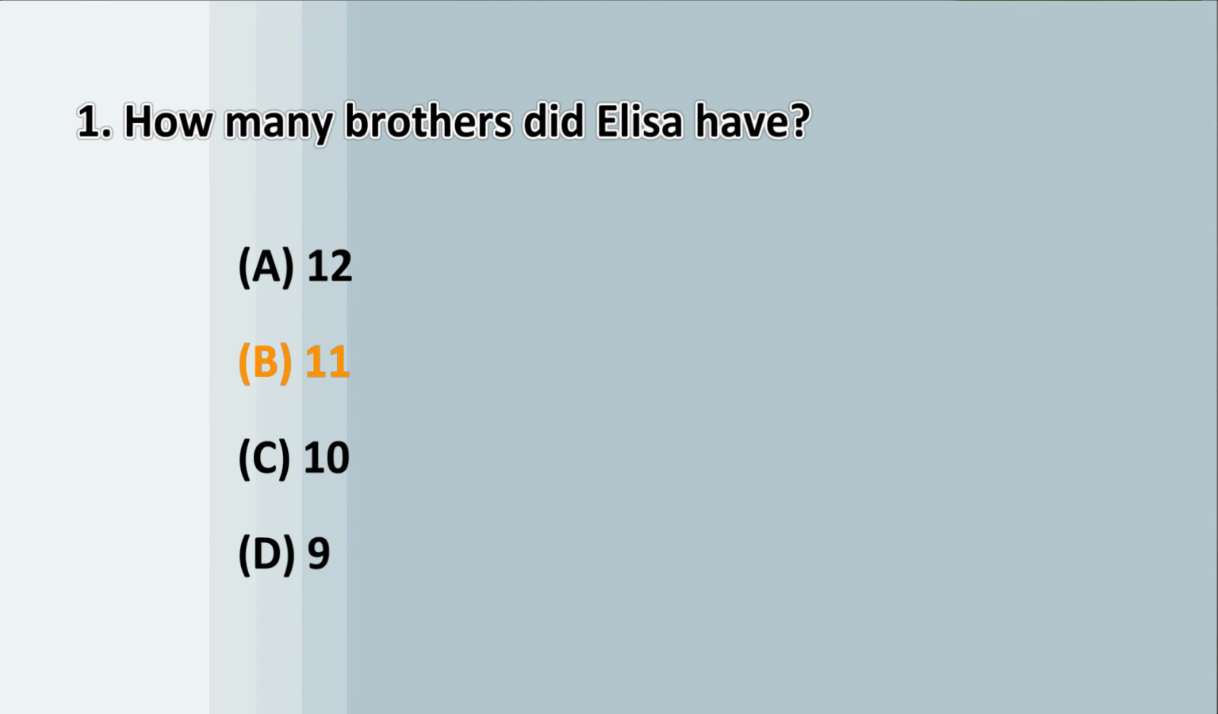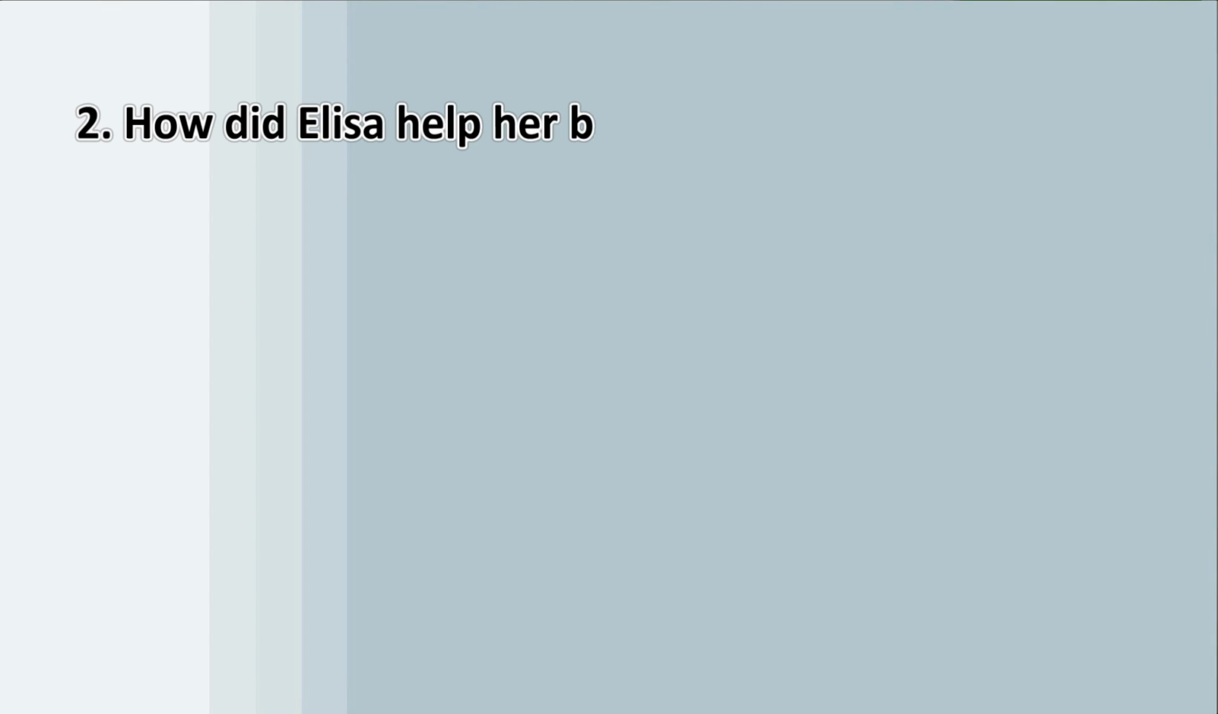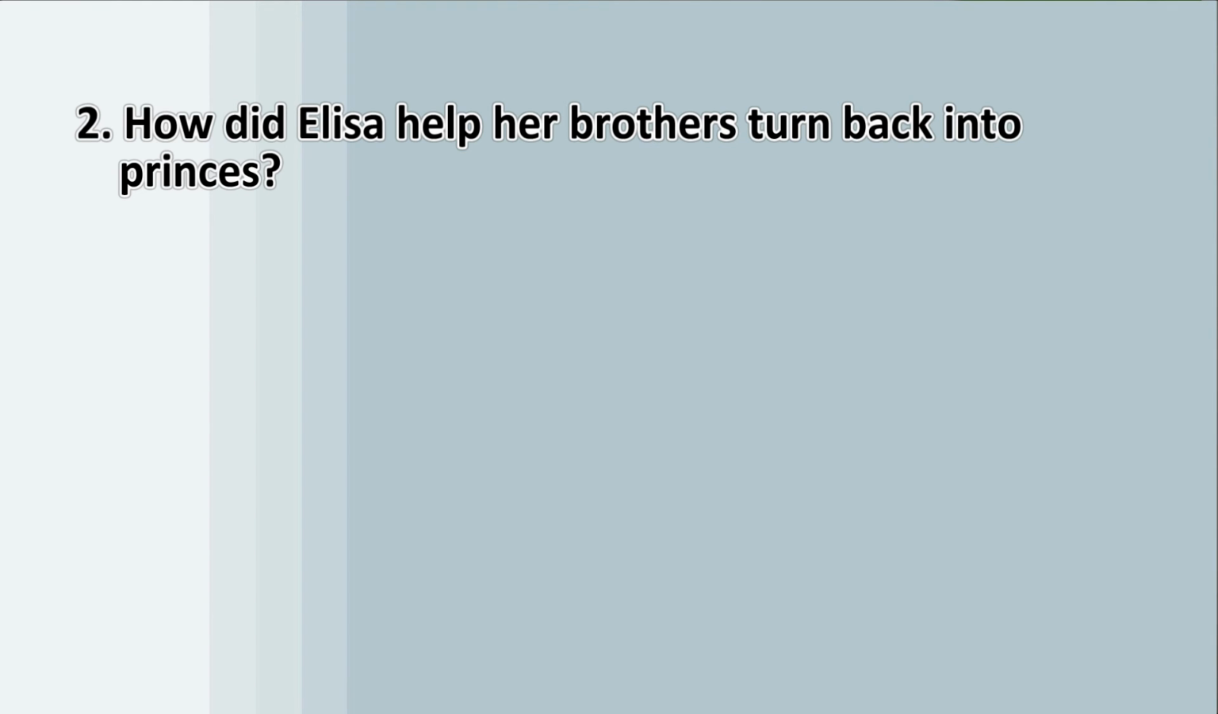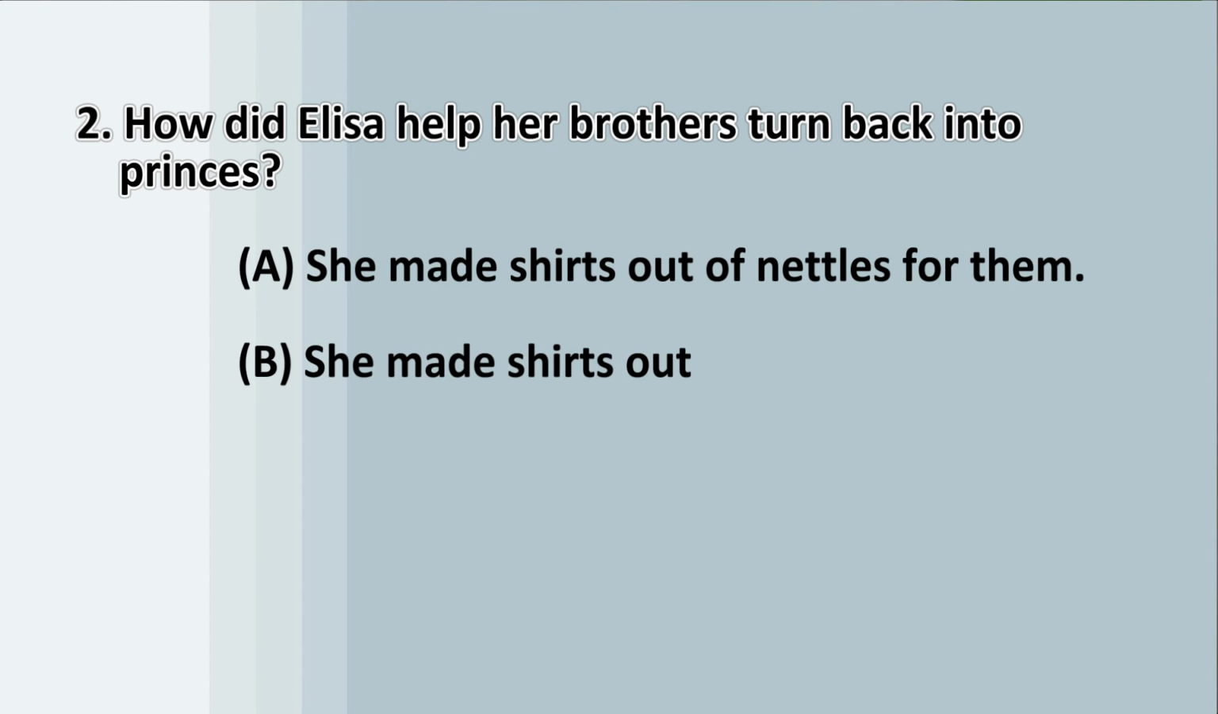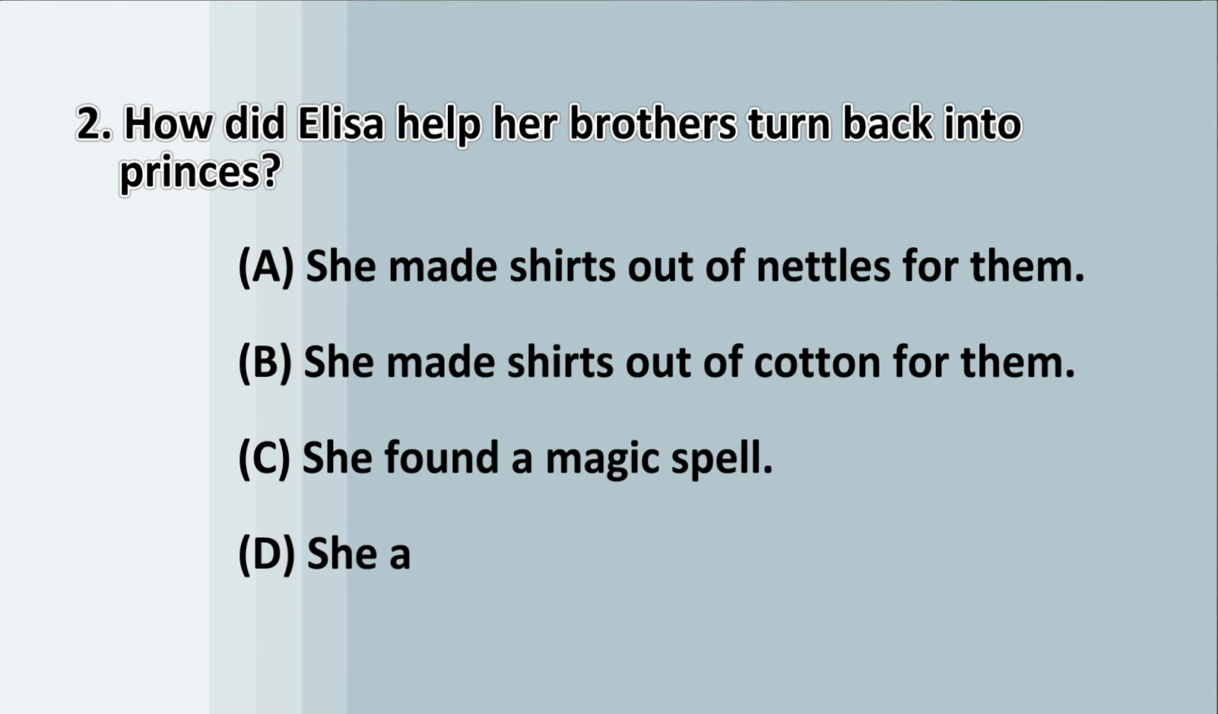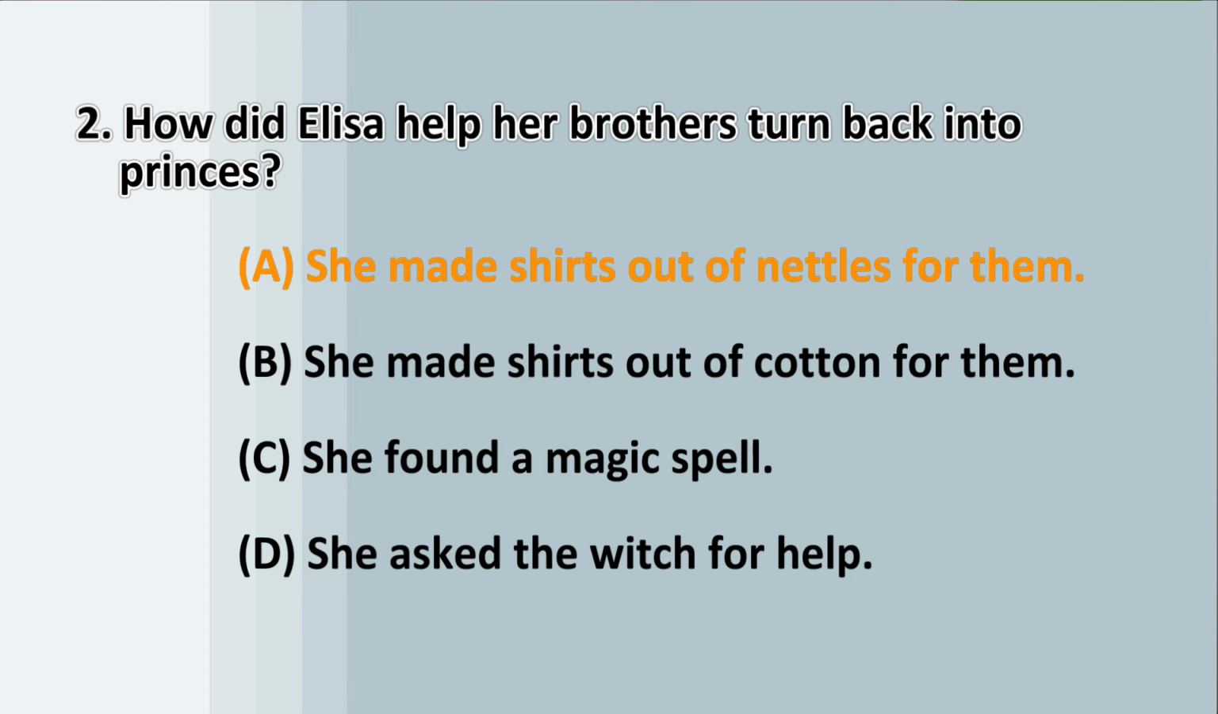If you said 12, you are wrong. The answer is B, 11. They had 12 children total. 1 was a girl, so she had 11 brothers. Question 2. How did Alyssa help her brothers turn back into princes? A, she made shirts out of nettles for them. B. She made shirts out of cotton for them. C. She found a magic spell. D. She asked the witch for help. Well, the answer is A. She made shirts out of nettles for them.